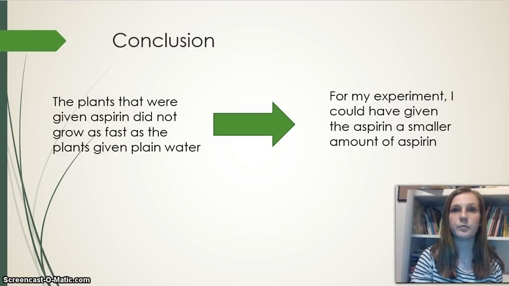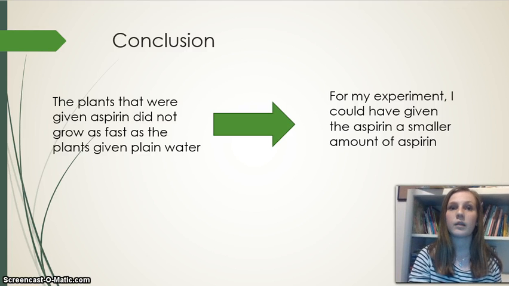My hypothesis was proven wrong at the end of my experiment. Plants that were given plain water grew much faster than plants that were given aspirin. I can improve my experiment by giving the aspirin plants a smaller dosage, making sure it does not kill them next time.